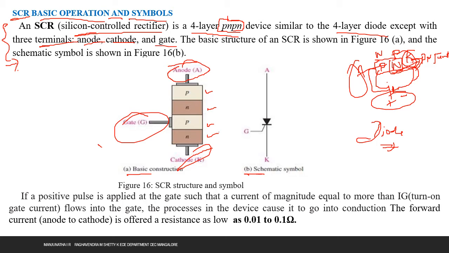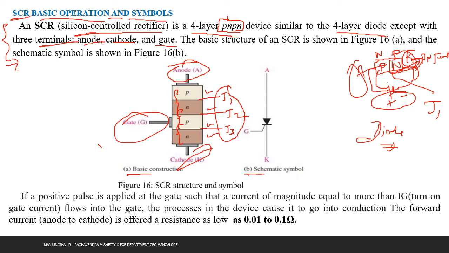What is one more difference? In the diode we have only one PN junction, but here, between this P and N there is one junction, J1, between this N and P there is one more junction, J2, and between this P and N there is one more junction, J3. In a diode we can observe only a single junction, but in the SCR we observe 3 PN junctions.